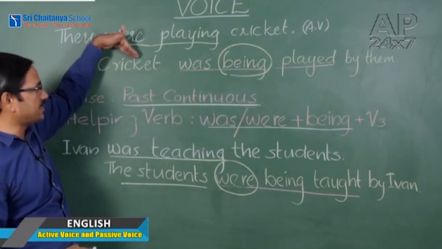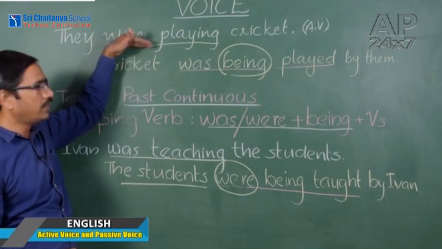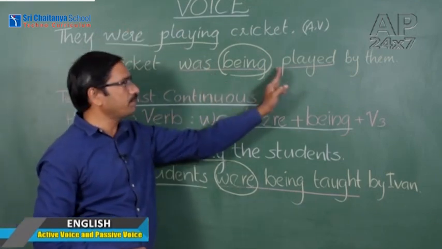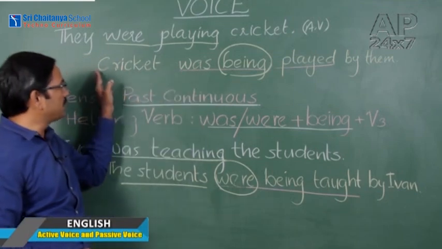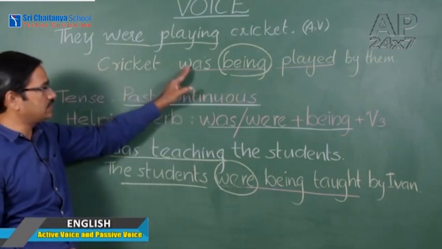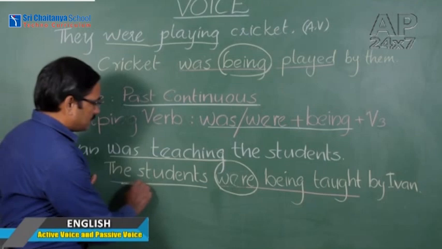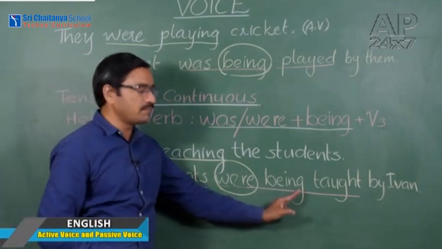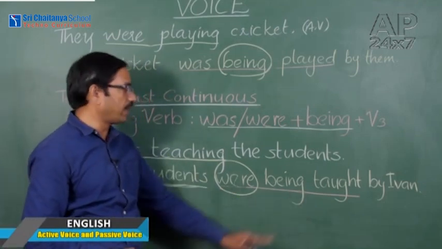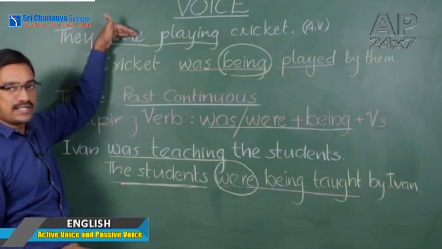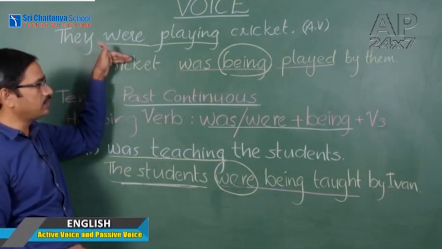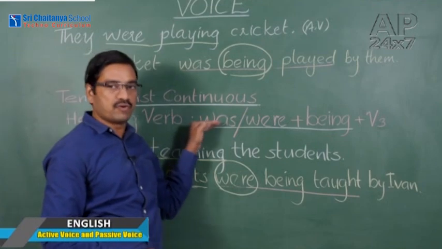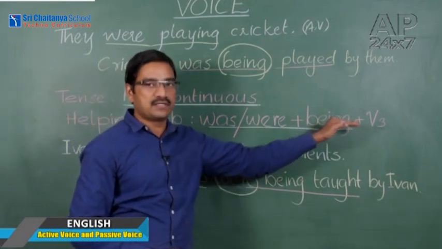So in the first example, cricket was singular. So we have taken was being because based on the subject, it is singular. So here the subject is plural. So we go for were being taught by Ivan. So changing active into passive, past continuous. Remember the helping verbs was, were plus being plus V3.